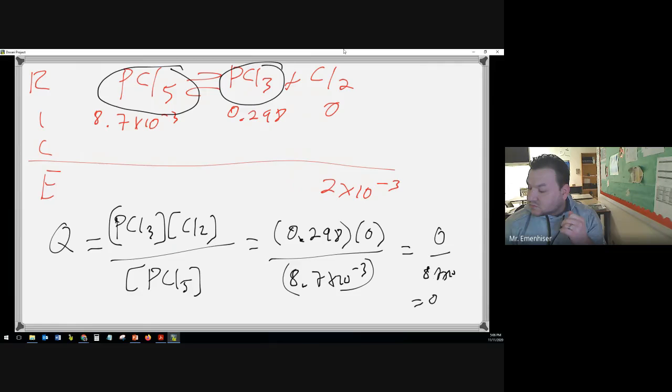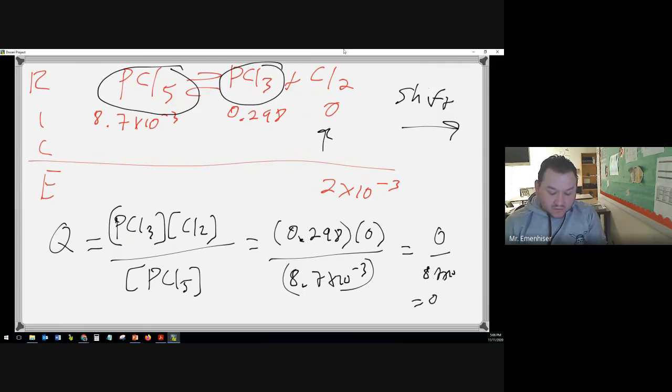So it's going to shift to the right. And we could have assumed that at the beginning because we have 0 Cl2. I guess we could have assumed that, but I thought that this was one where you're given the reactants and products concentration initially, and then you got to tell which way it shifts. So we'll do another one like this, but this one shifts to the right.